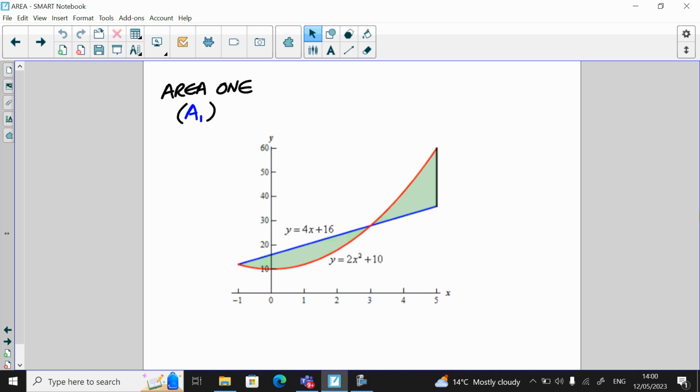A little bit of notation here. Area 1, A1, and it's going to be this part here, shaded in green or whatever colour that appears to you. And secondly, going from x equals 3 to x equals 5, I'll be declaring that as area 2.